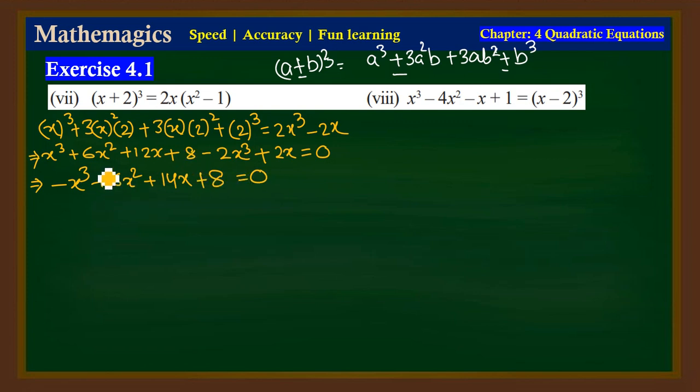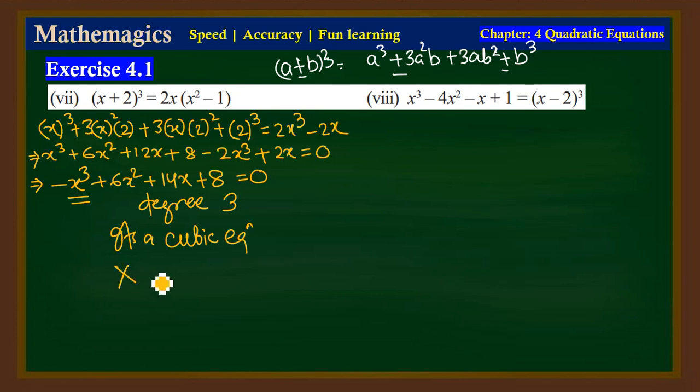So dear friends, here the x cube part is remaining, but for it to be a quadratic equation, we must have the degree 2, but here the degree is equal to 3. That's why it's a cubic equation and it is not a quadratic equation.